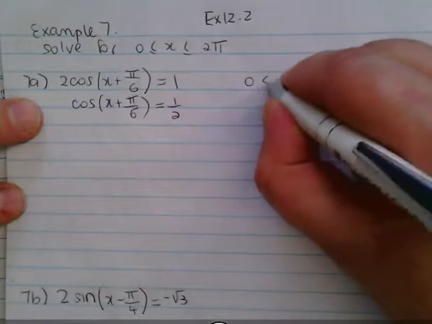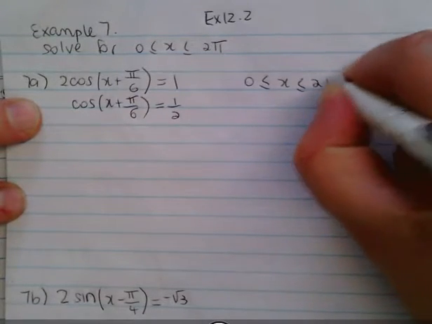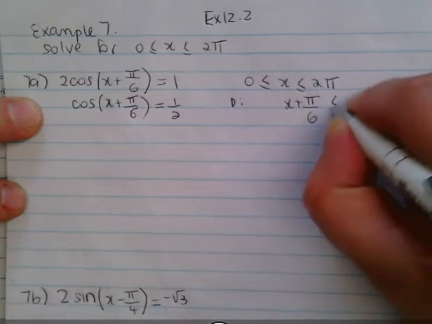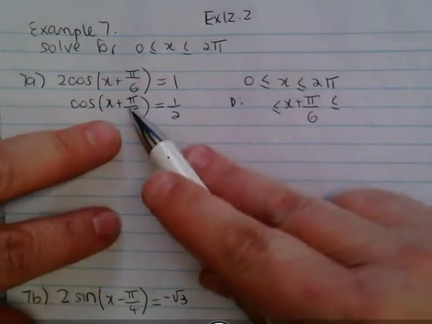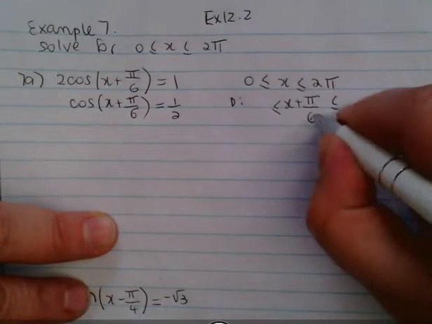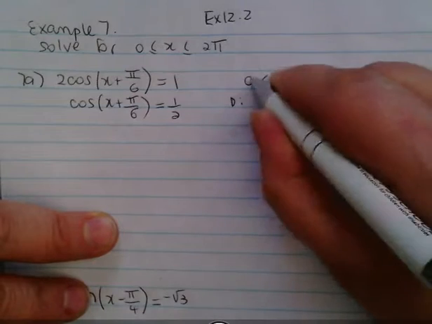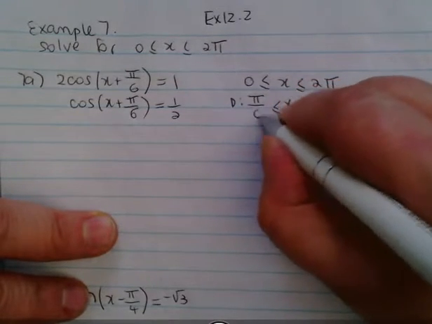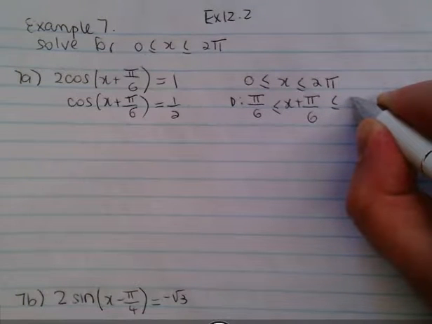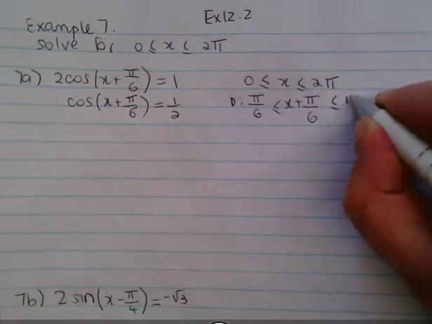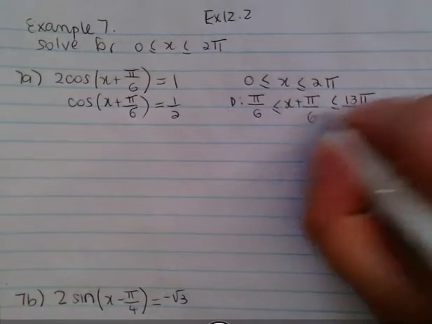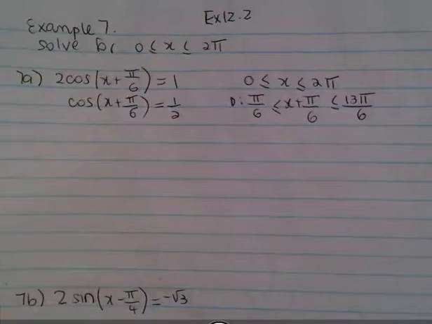Now remember, we're trying to solve for 0 to 2 pi. So our new domain is, we've got x plus pi on 6 instead of just x. So we have to add pi on 6 to the x, so we have to add it to each of these. So 0 plus pi on 6 is pi on 6. And 2 pi plus pi on 6 is 2 1/6, which is 13 pi over 6. So x plus pi on 6 has to lie between pi on 6 and 13 pi over 6.